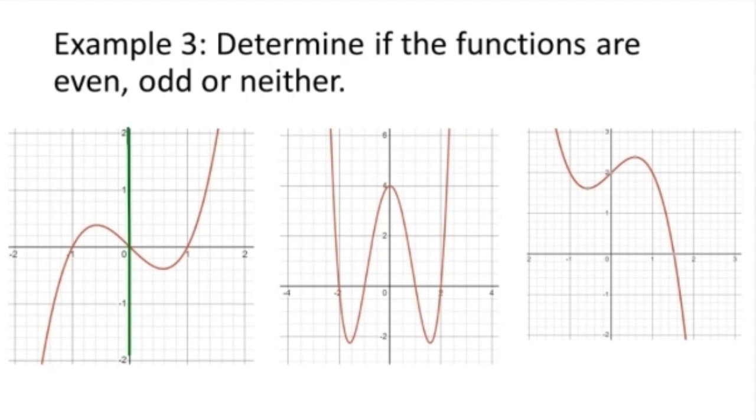For our first graph on the left, we can tell that it's not even because if we fold our coordinate plane along the y-axis, which I've highlighted in green, we can tell that both halves will not line up.